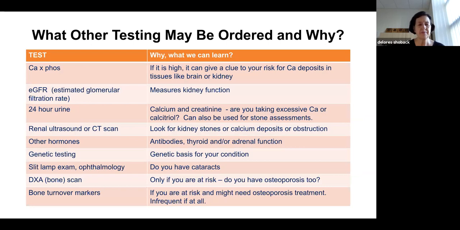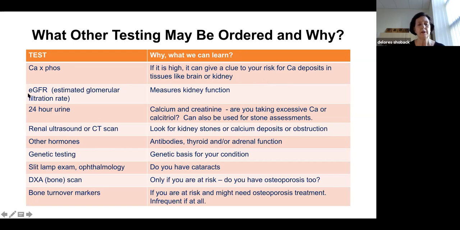This might get to a little bit of the question that was asked about brain calcifications. So one of the tests we often follow is the calcium phosphate product. If it's high, it can give us a clue as to your risk for calcium deposits in places like the brain or kidney. If it's high chronically, do I order a brain scan or a CT scan on patients? Generally, no, because it's hard to get insurance to pay for those things. But if there's symptoms, anything going for brain or central nervous system symptoms, then I think a scan could certainly be in order.